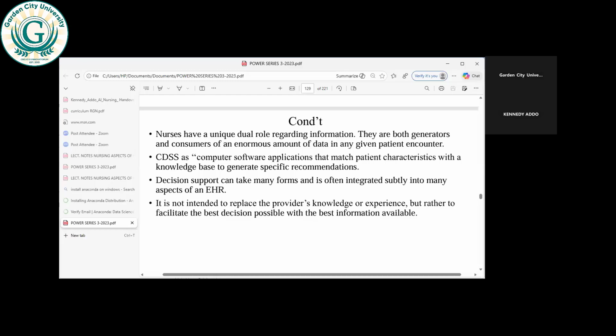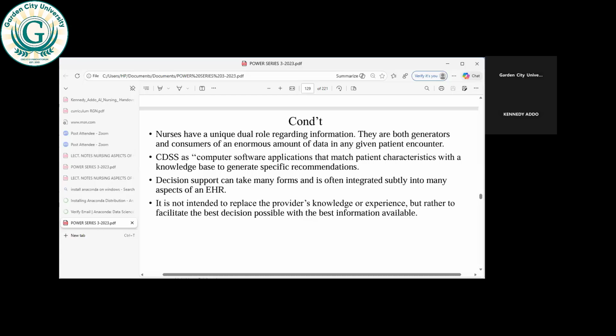It is not intended to replace providers' knowledge or experience, but rather to facilitate the best possible decision with the best information available. Let me reiterate this point. What I mean here is that we shouldn't view this as the ultimate, but we should view this as a complementary tool, or augmentary tool, support tool or assistive tool. Okay. So let's take note of it. In the same vein, artificial intelligence should also be viewed as an assistive tool and not the ultimate.